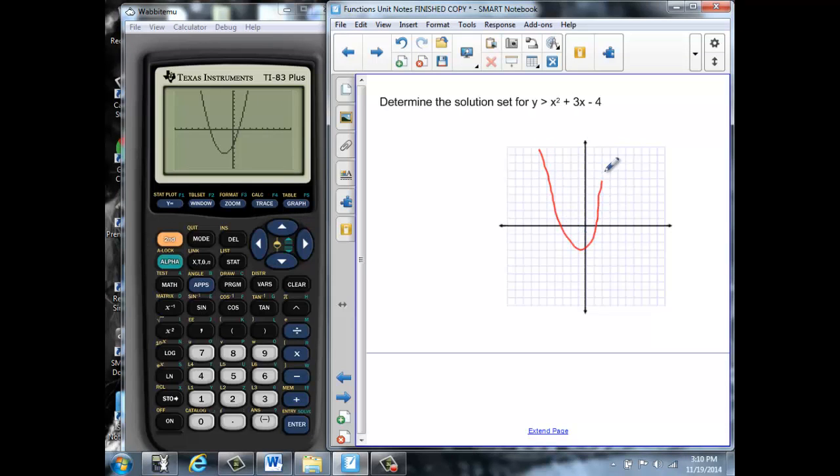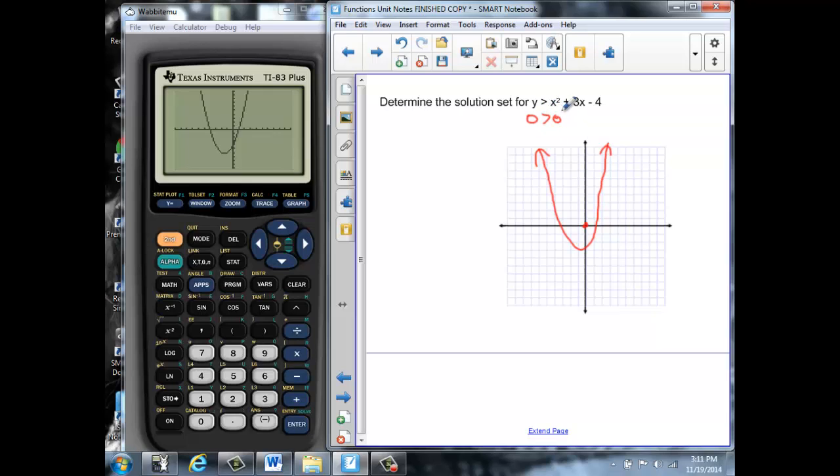Let's say you're stumped as to which side to shade. Either you're going to shade everything around the parabola, or you're going to shade the inside of the parabola. But let's say you're stuck on which side to shade. Pick a point that is either on one side or the other and test it. We call this a test point. The best test point I can think of is right here at 0 and 0. So I'm going to plug in 0 and 0 and just see whether that should work or not.